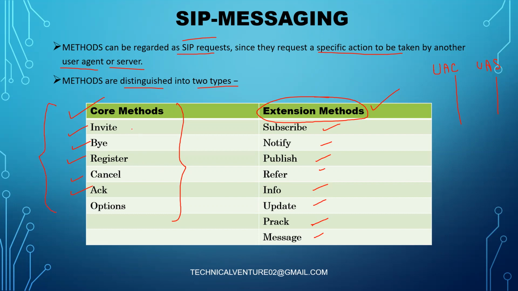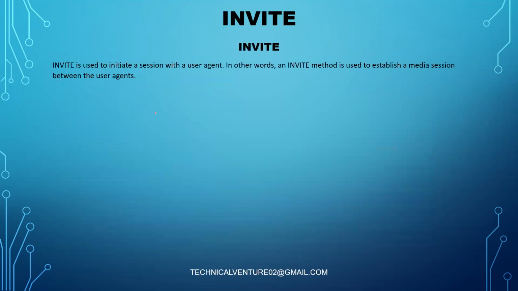The first core method is the INVITE message. So what is the INVITE message? INVITE is used to initiate a session with the user agent. In other words, the INVITE method is used to establish a media session between the user agents. Like these two parties, this party is sending a request, that would be an INVITE message. So the first message would be an INVITE message, and it establishes a media session between the user agents. One user agent is this one, another user agent is this one.